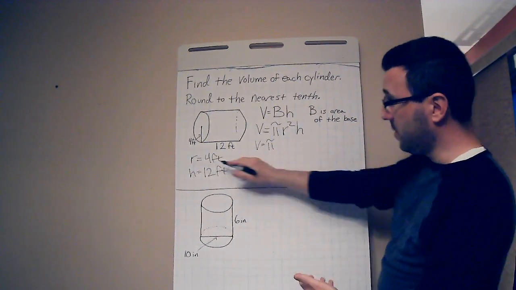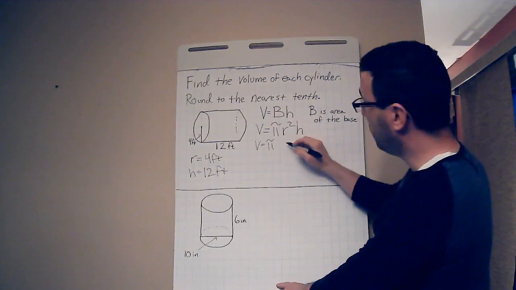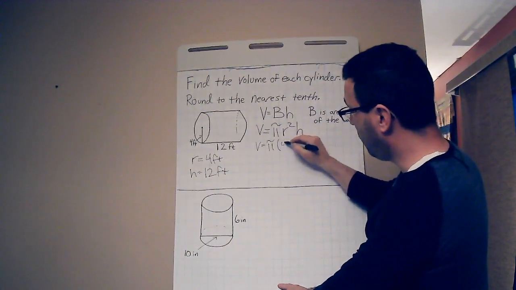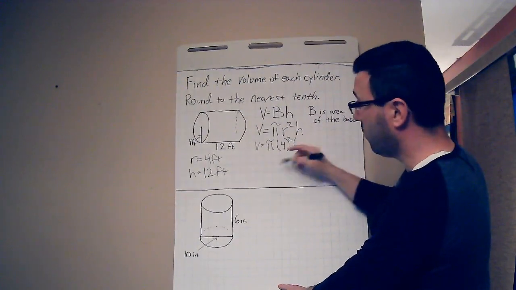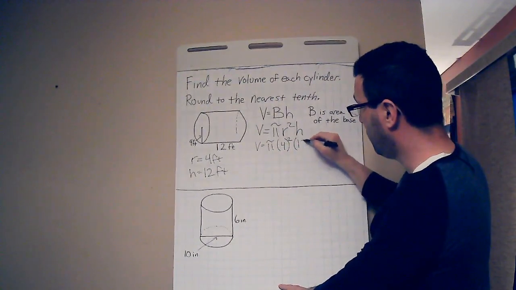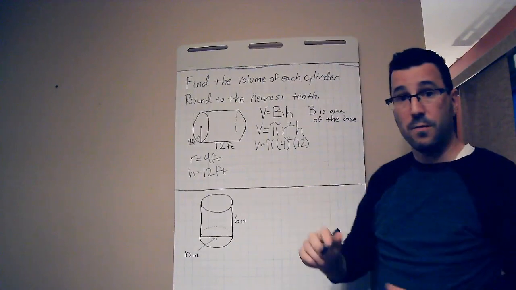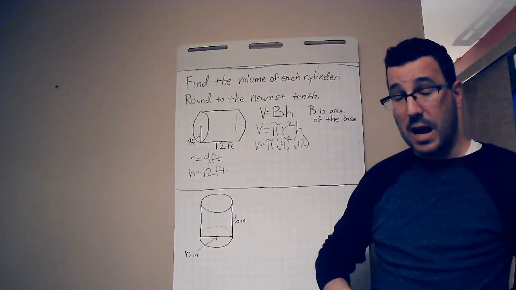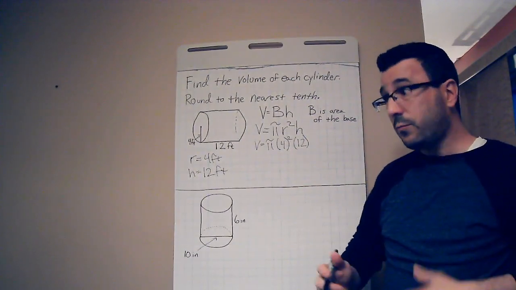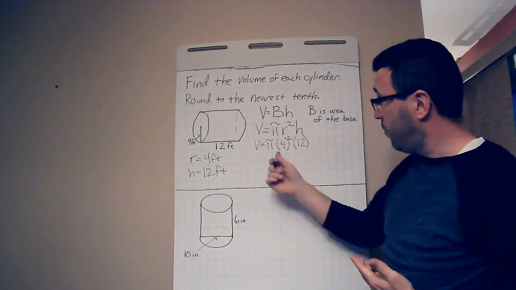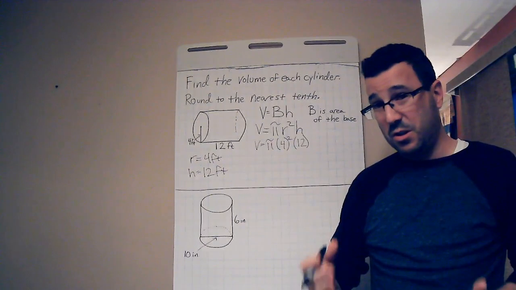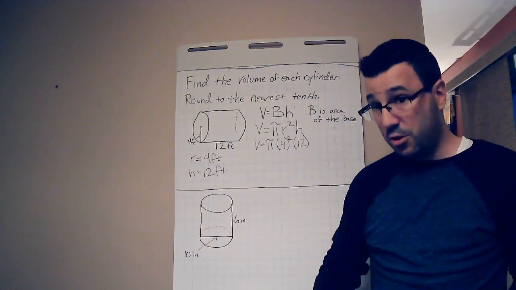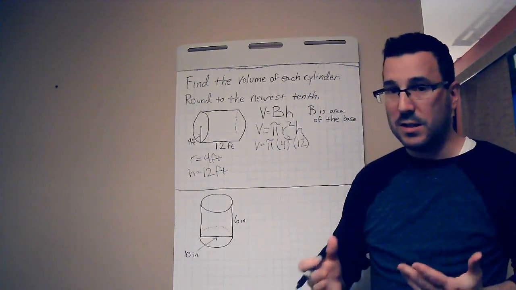So what I'm going to do is replace this r with 4, and I'm going to square that, and I'm going to replace h, my height, with 12. Now I'm going to do this step by step so you see what's going on. Once you put this in your calculator, the calculator is going to do all these steps for you, but it's good to know that when you have to show your work, what the work is that's expected.